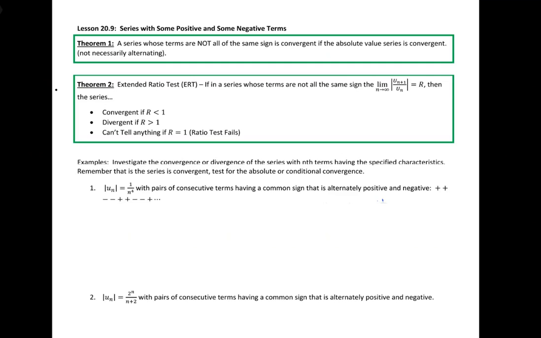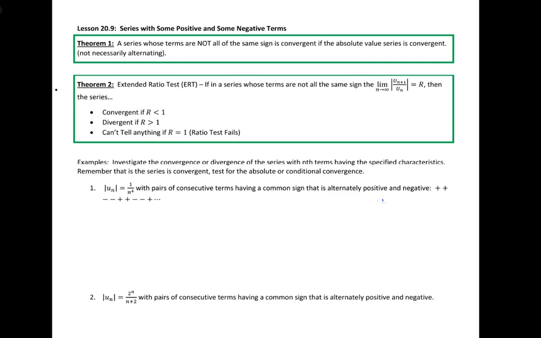All right, so here we have the absolute value of u sub n is equal to 1 over n to the 4th. And it says that we have pairs of consecutive terms having a common sign that is alternately positive and negative. So positive, positive, then negative, negative, then positive, positive, then negative, negative, and so on. So all of my terms are not positive terms.